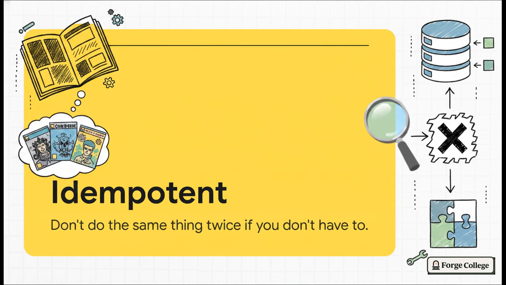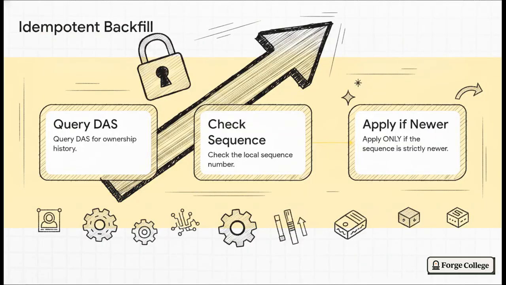just a massive headache. So the safest way to repair these gaps is by using a 3-step monotonic check. It mathematically guarantees you won't produce duplicate state changes. Step 1, you query DAS for the ownership history. Step 2, you check the local sequence number you already have saved. And Step 3, this is where the magic happens, you apply the update only if the incoming sequence is strictly newer. If the event is older or even identical to what you already have, you just ignore it.